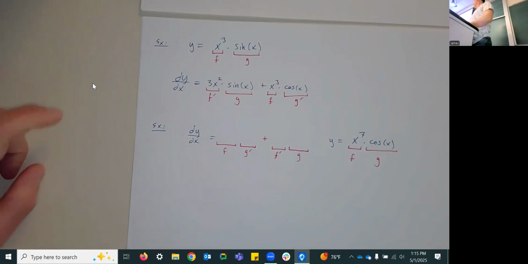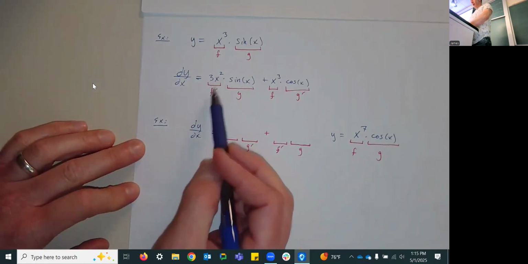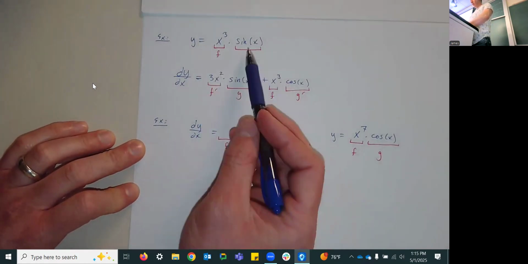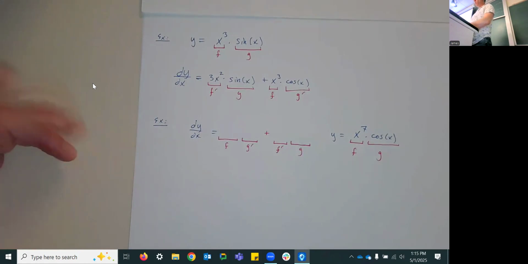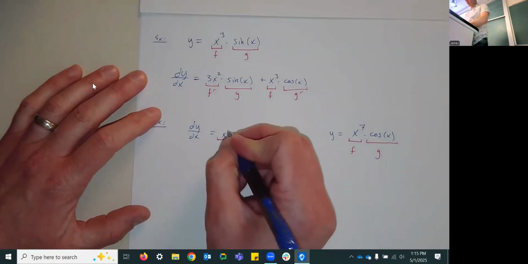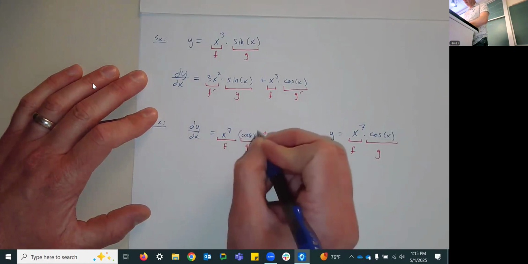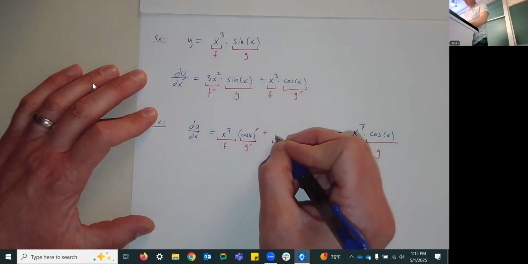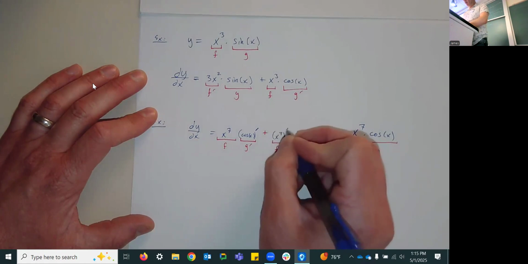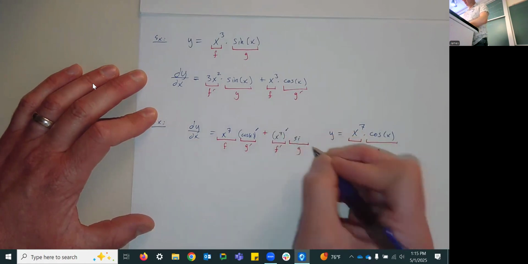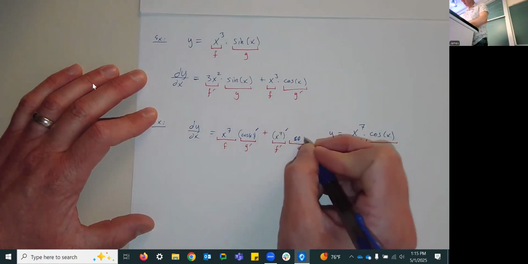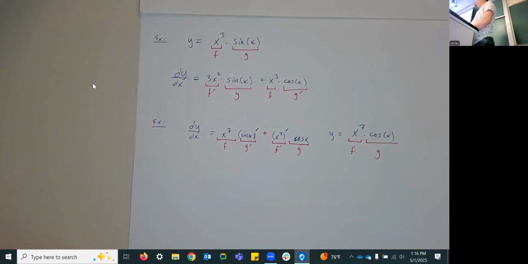So you can also take extra steps here, right? Like I just took the derivative of f and got 3x squared there, and the derivative of g and got cosine x there. But if you like, you can actually write it first as x to the 7th times the derivative of cosine plus the derivative of x to the 7th times cosine, apologies. But then I still have to write another line because I actually have to take those derivatives.